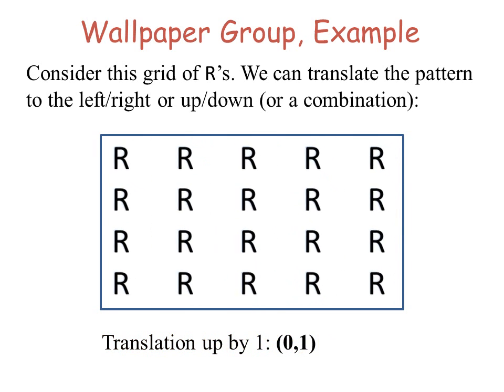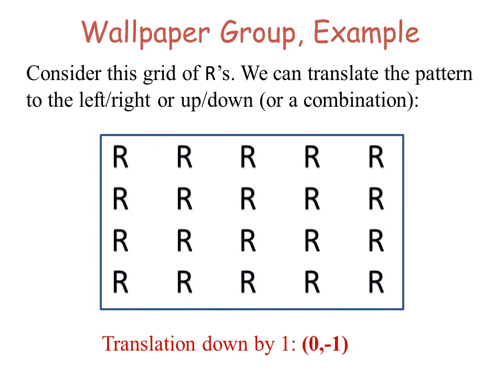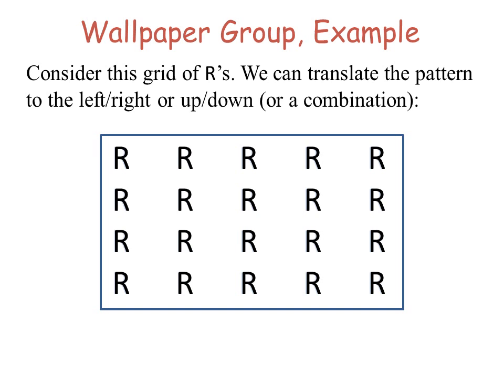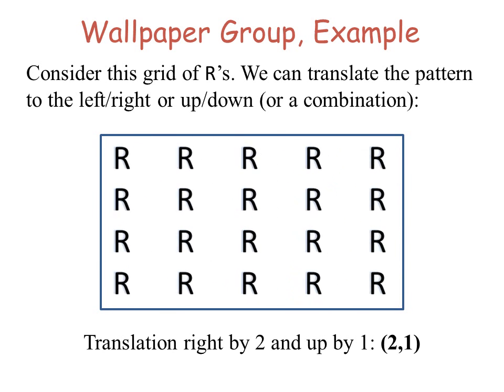We can translate up by 1. We associate this with a pair 0, 1. We can translate down by 1. We associate this with a pair 0, -1. We can translate to the right by 2 and up by 1. We associate this with the pair 2, 1.